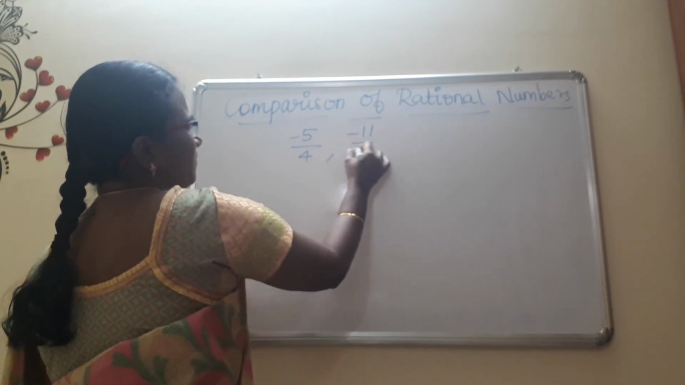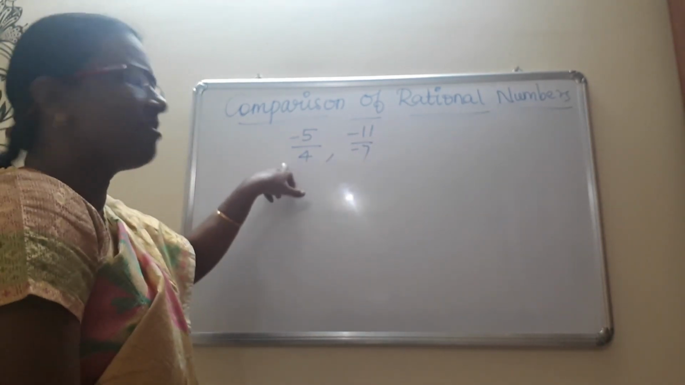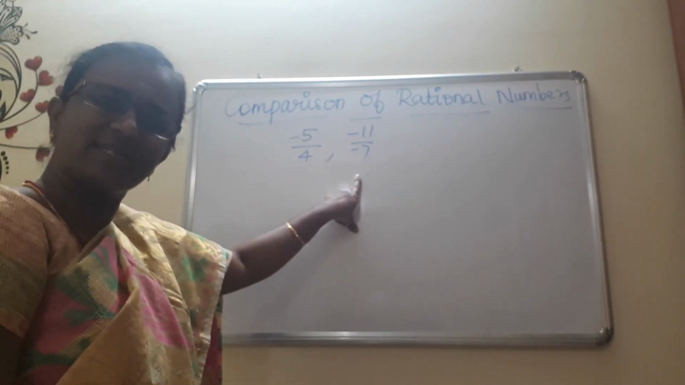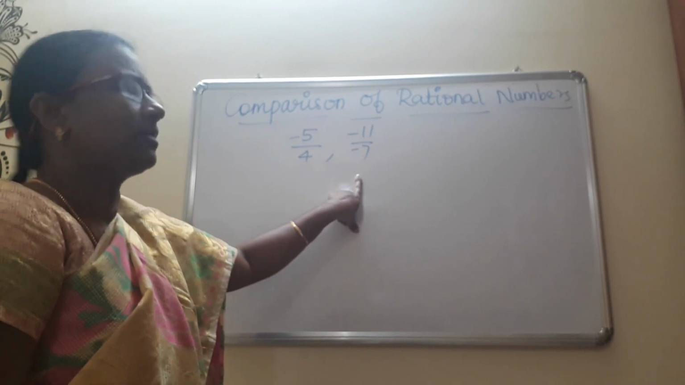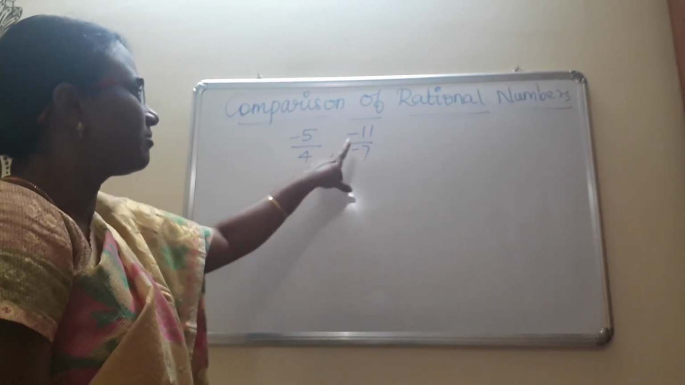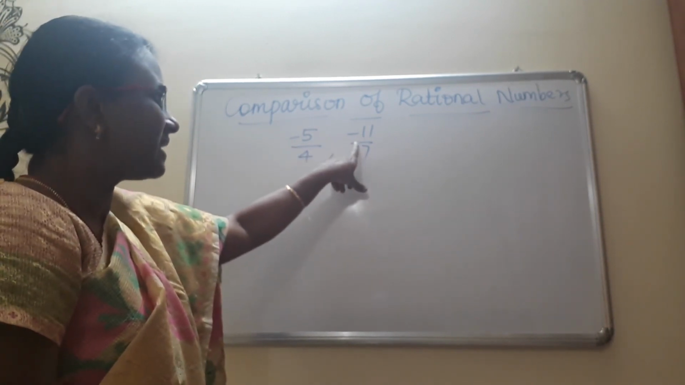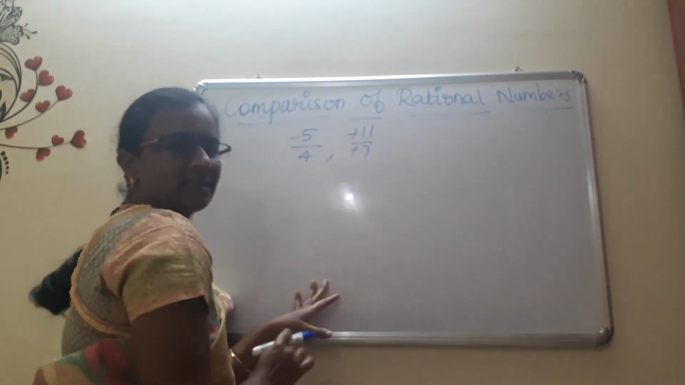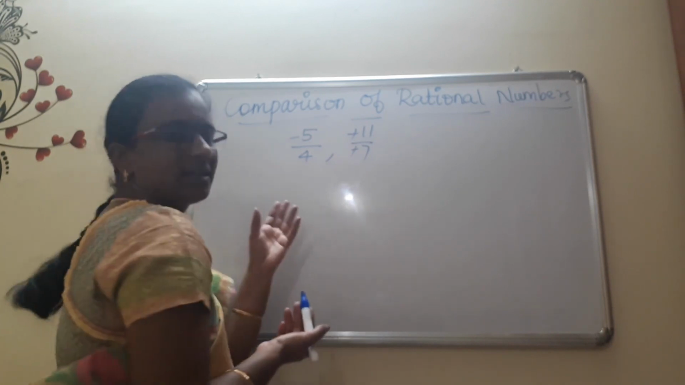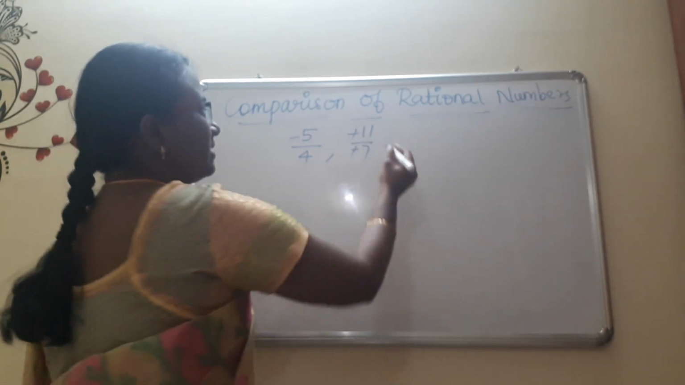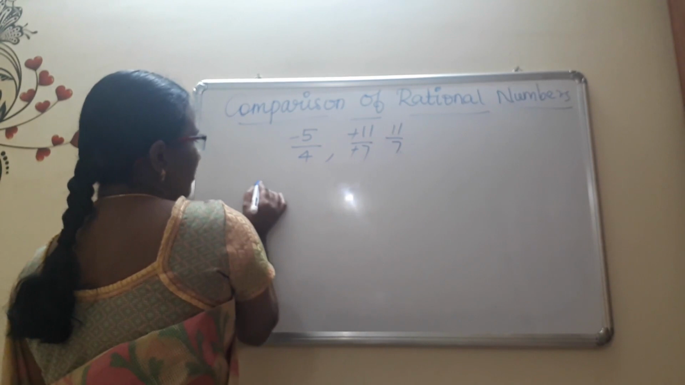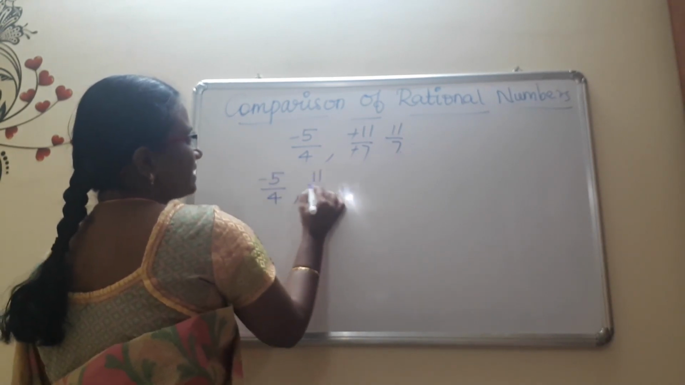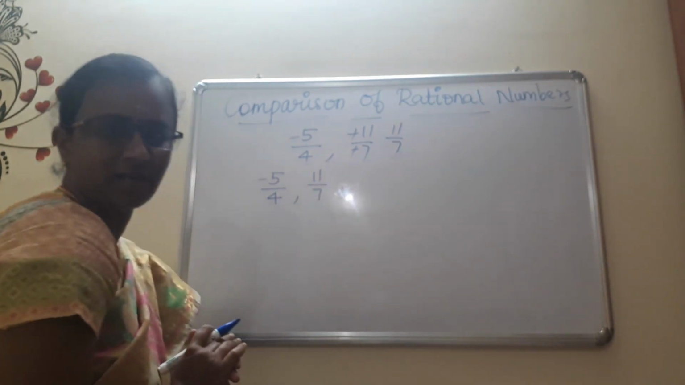So I'll put these two numbers, minus 5 by 4 and minus 11 by minus 7. Can you tell me which one is greater? Minus 11 by minus 7: we can easily cancel the minus, because minus into minus is obviously cancelled. So this one is 11 by 7. Now we have to find out, between minus 5 by 4 and 11 by 7, which one is greater.